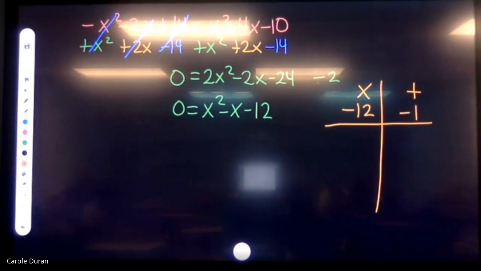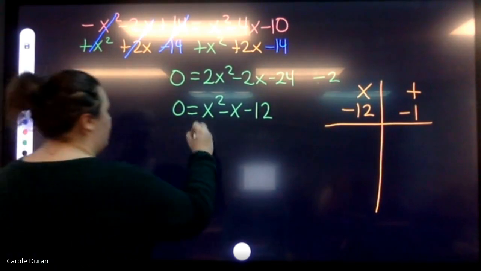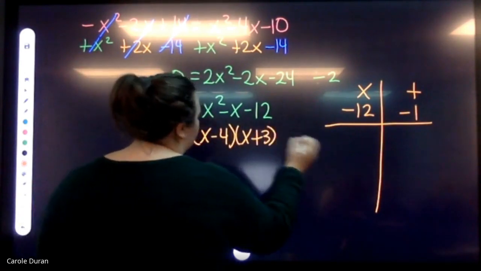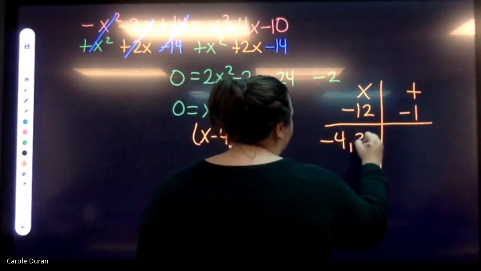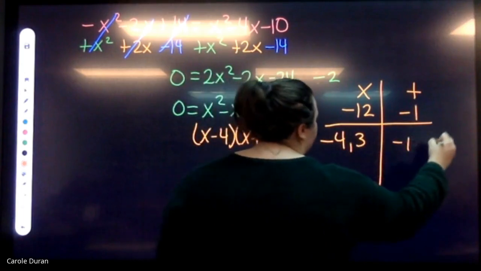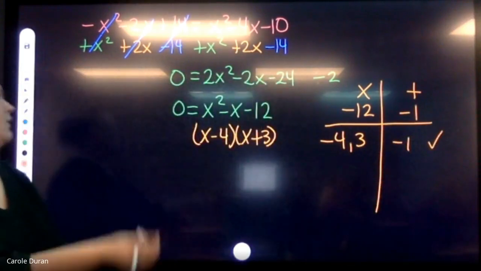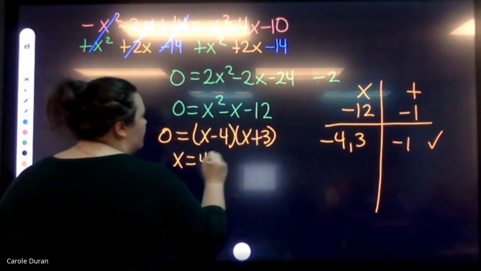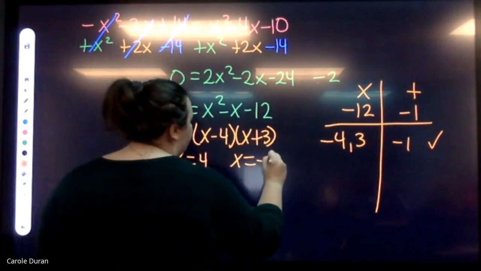Ariana, I'm going to call on you. Negative 4 and 3. Good. I know that works because negative 4 times 3 is a negative 12, and negative 4 plus 3 is a negative 1, so that checks out. So then I take each of those and I set it equal to 0, and I get x equals 4 and x equals negative 3.